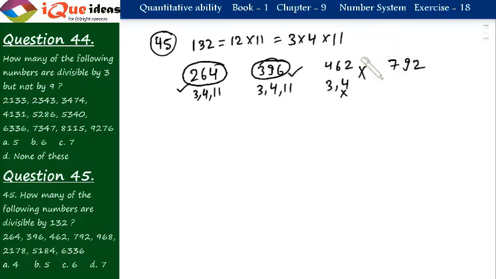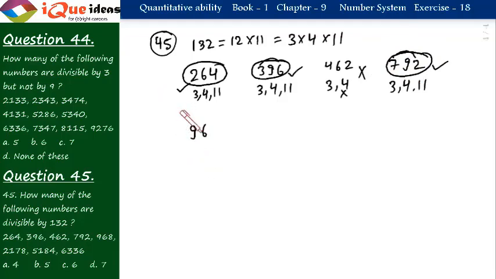So leave it. Then the next number, 792. Let's consider it. Is it divisible by 3? 7 plus 9, 16 plus 2, 18. So it is divisible by 3. Is it divisible by 4? Last two digits 92 is divisible by 4. So the number is divisible by 4. Is it divisible by 11? 7 plus 2 is 9. Minus 9 is 0. So the number is divisible by 11. So this also has to be counted as the correct answer.